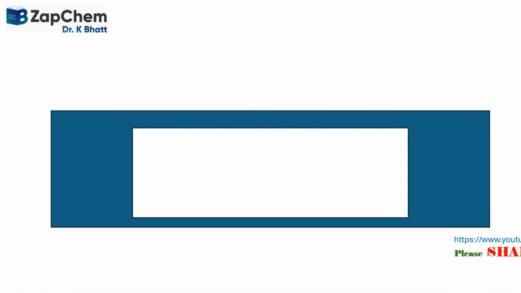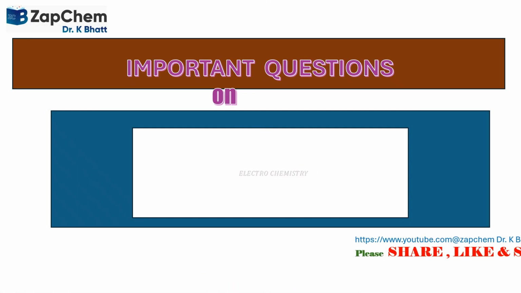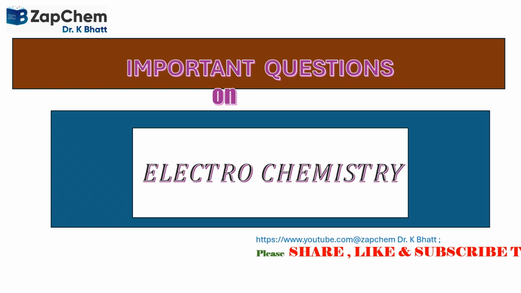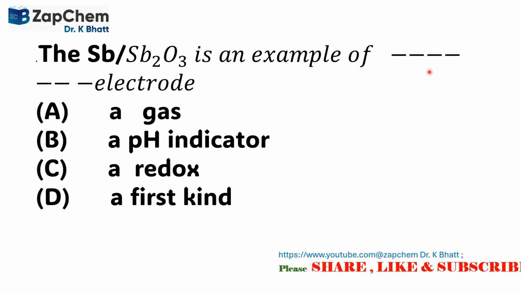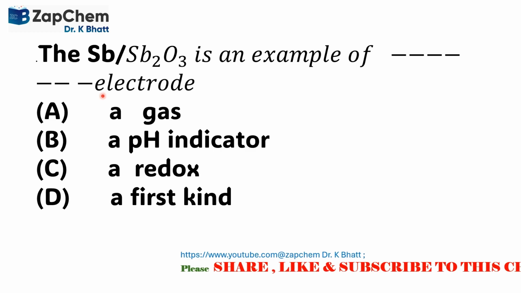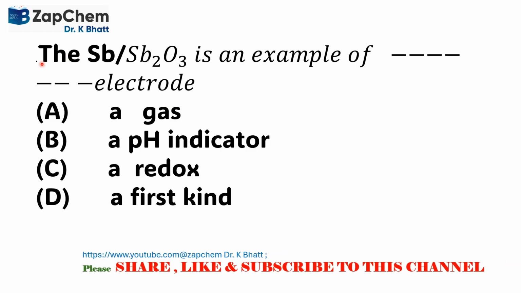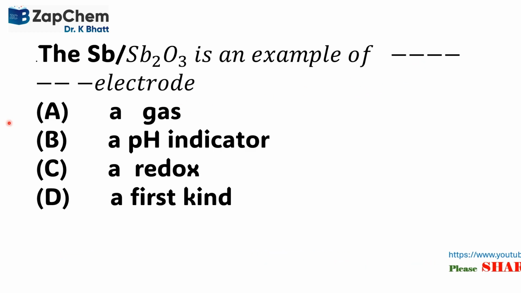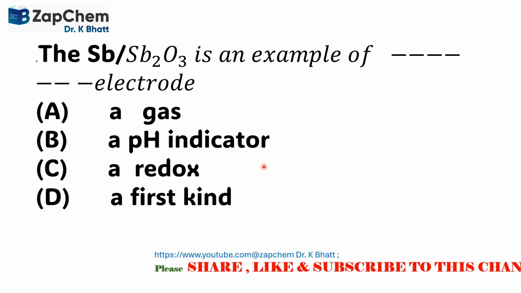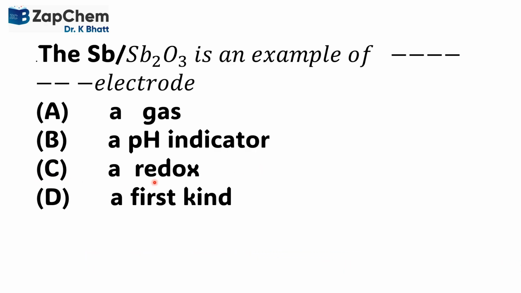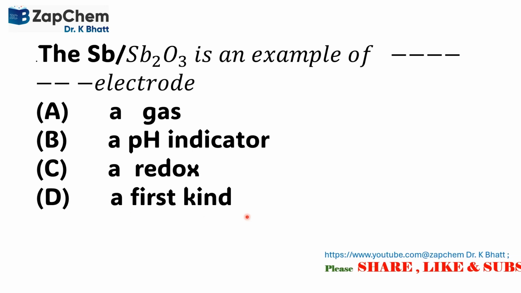Important questions on electrochemistry. The first question is: SB203 is an example of blank electrode, and we have to fill up the blank out of the four options provided here. A, a gas; B, a pH indicator; C, a redox electrode; D, a first kind electrode.